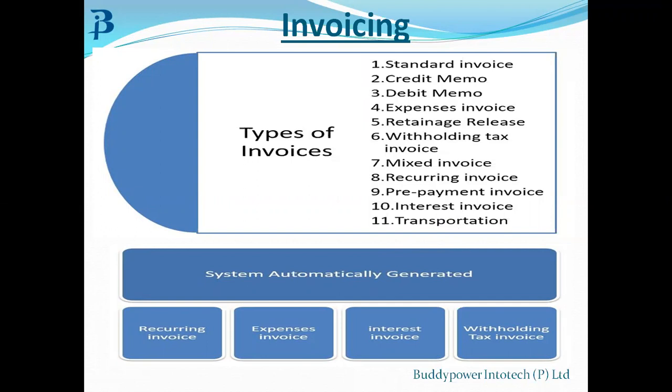Okay, so basically the system automatically generates four invoices, which are the recurring invoice, the expense invoice, the interest invoice, and the withholding tax invoice. This is usually predefined in the supplier system page itself. That's the reason it will automatically generate these invoices. Right? Okay, so let's go to the next slide.